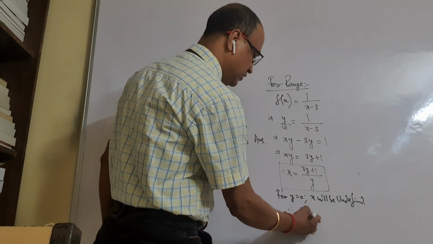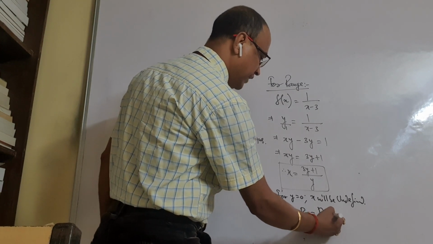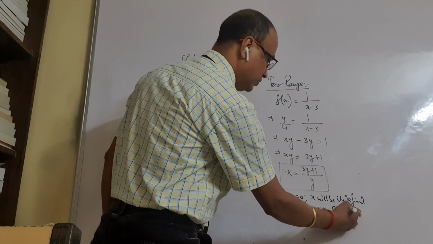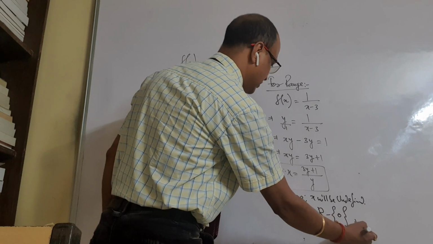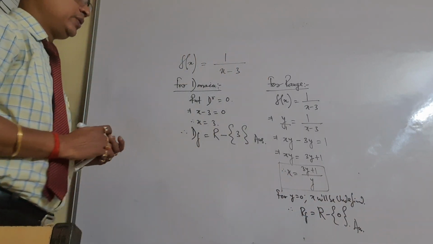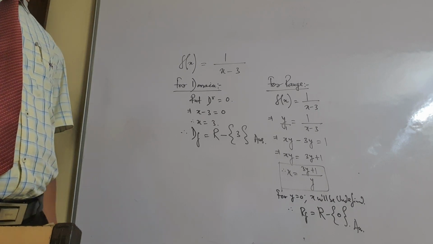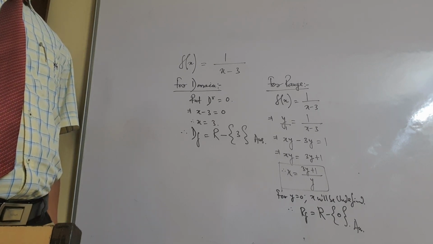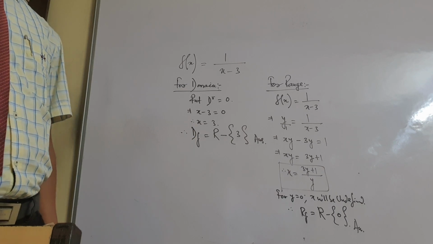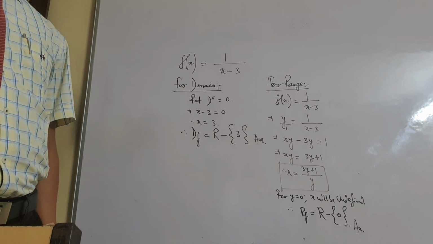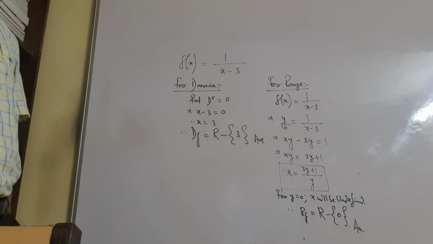So what is the range of this function? We can take all the real values, but we cannot take 0. So R minus {0}. This is the second part answer. So this is how we proceed for domain and range, if the function is a rational function, that you should be taking care of.